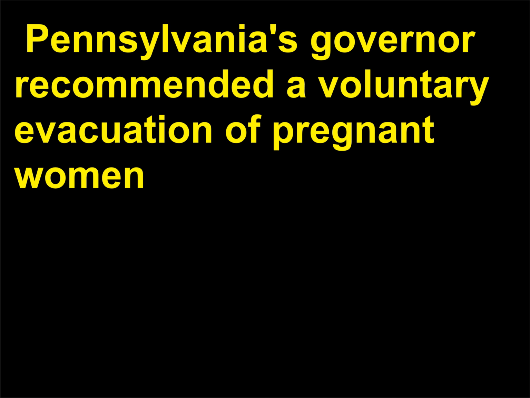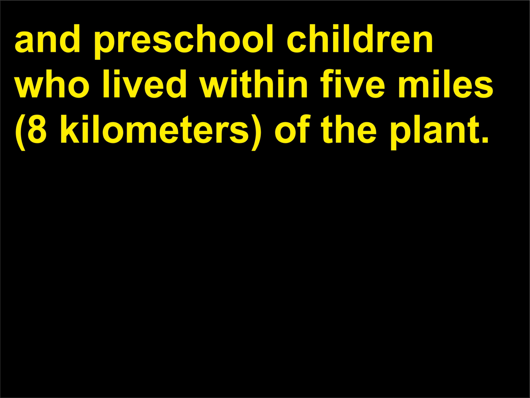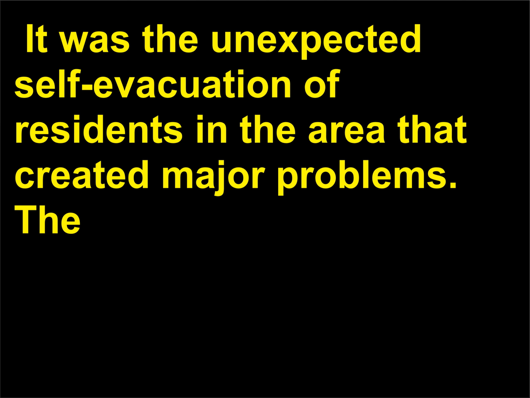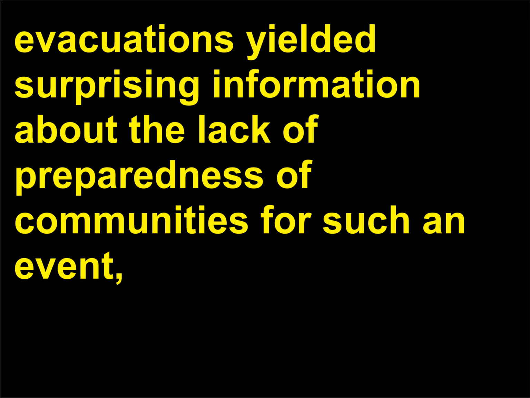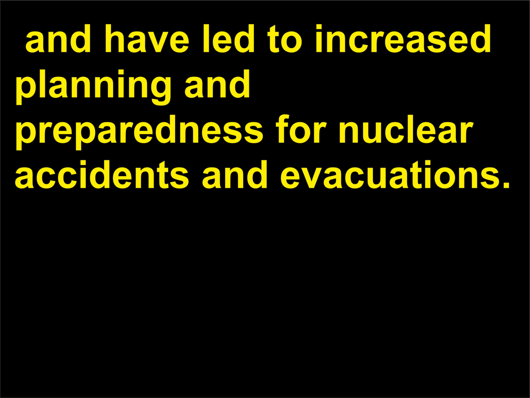Pennsylvania's governor recommended a voluntary evacuation of pregnant women and preschool children who lived within 5 miles, 8 kilometers, of the plant. It was the unexpected self-evacuation of residents in the area that created major problems. The evacuations yielded surprising information about the lack of preparedness of communities for such an event, and have led to increased planning and preparedness for nuclear accidents and evacuations.